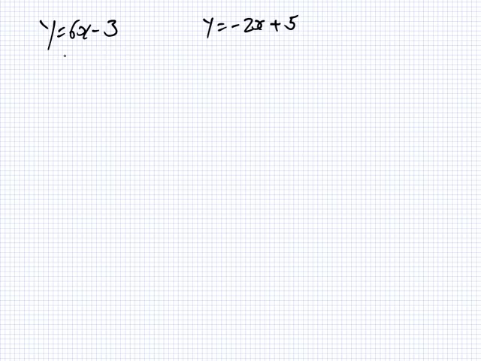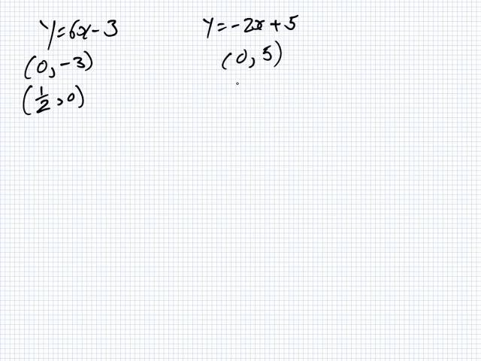Okay, so this one is going to be (0, minus 3). And if we make y 0, what do we get? A half and 0, I think. And this one's going to be (0, 5). And if we make y 0, it'd be 5 over 2, 2.5. So the biggest number here is 5, so I'll make my graph go up to 6.